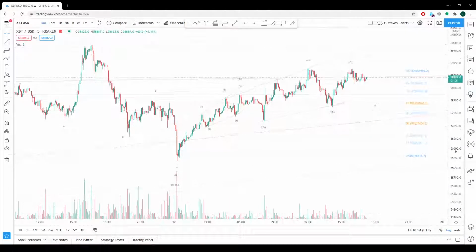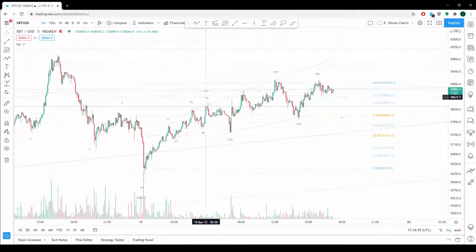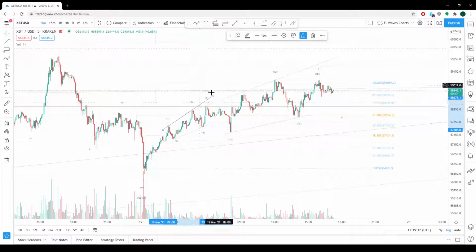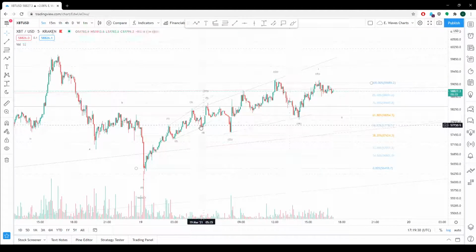So we have a leading diagonal wave 1 with a leading diagonal wave 1. For this wave 1 over here, we have 1 2 3 4 and then 5, and you can see how that wave 5 falls short of the trend line of wave 1 and wave 3. So we have an ABC, that's wave 2. So all of this is a wave 1 and a wave 2 of a bigger leading diagonal wave 1 and wave 2.